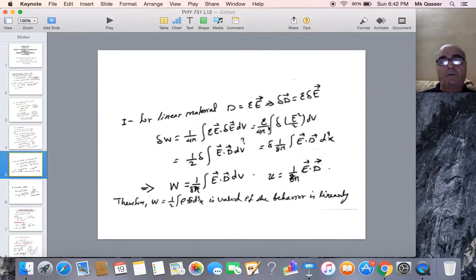Now, to apply the previous relation to a linear material, that's D equals epsilon times E, we have to substitute instead of delta D by epsilon times delta E. Epsilon now is constant. So we get this expression, which is 1 over 8 pi, the integration of E dot D d3x. It means that the work done is given by this, the integration over all space. The energy density is defined as 1 over 8 pi E dot D.